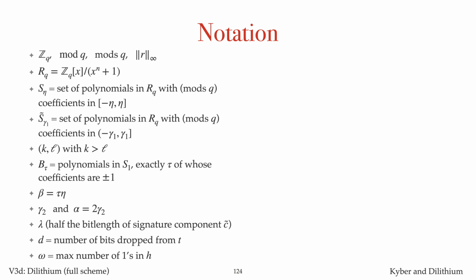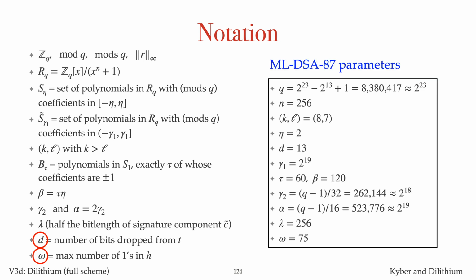The new items are d, the number of bits dropped from coefficients of polynomials in the public key component t, and omega, the maximum number of ones in the hint bit vector h. The ML-DSA 87 parameters have d equals 13 and omega equals 75.